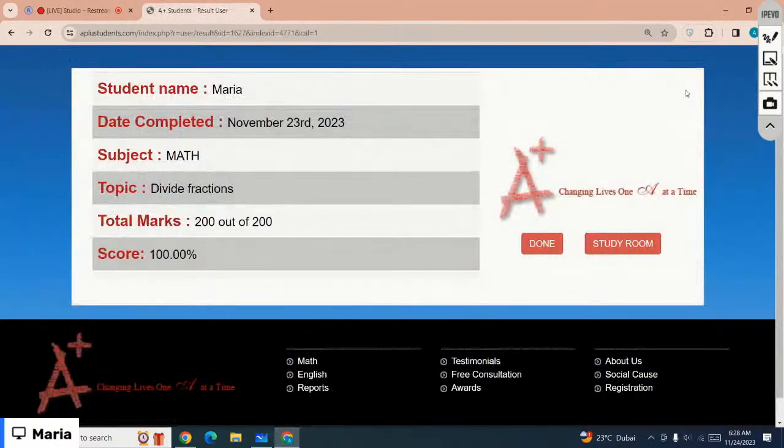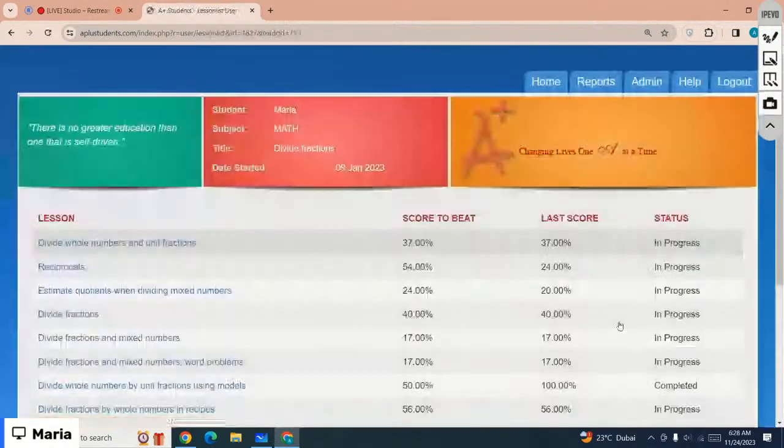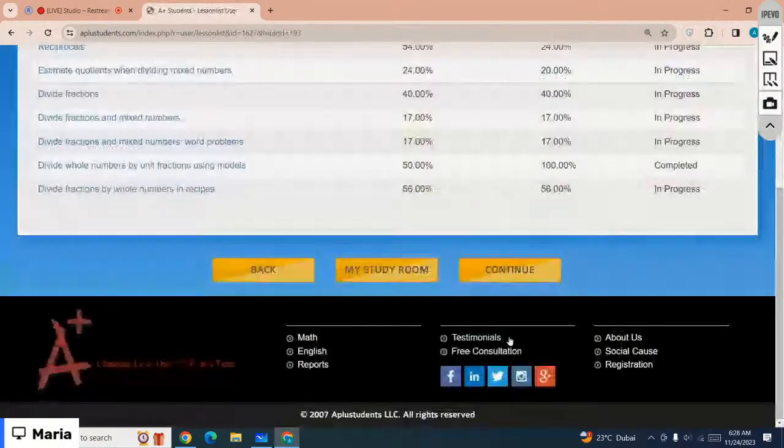Okay, we are done with the lesson. Let's just start with the next lesson. And the next lesson is divide fractions by whole numbers in recipes.